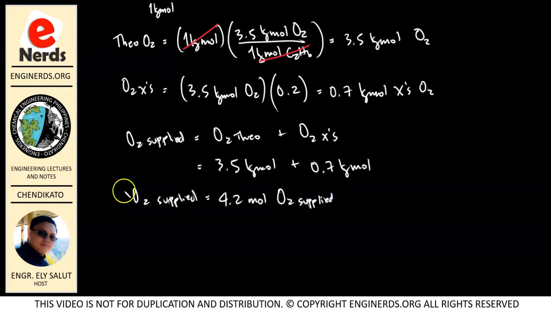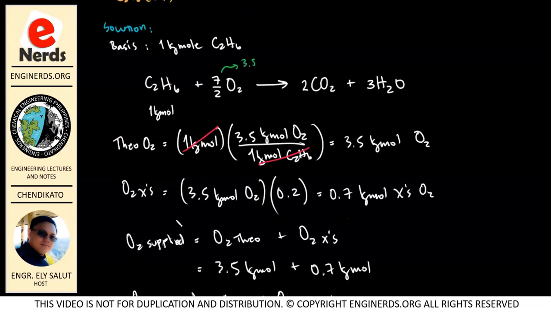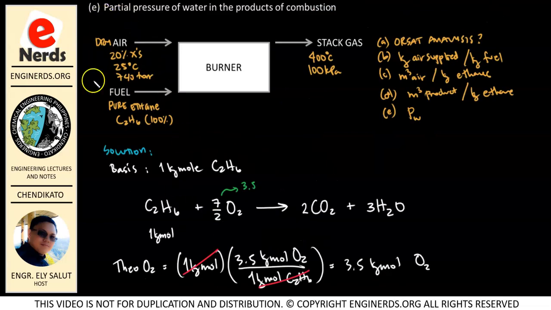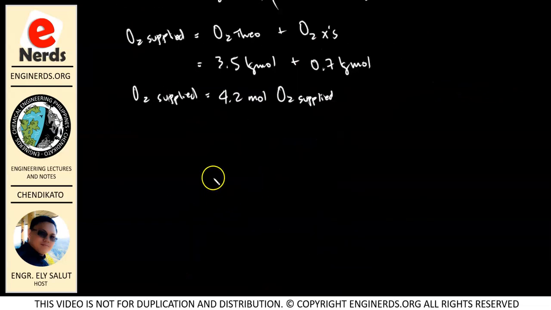Okay, so now we have the amount of O2 that we supplied, but of course, since this is not supplied as O2 alone, this is air, so we know that there is nitrogen in our supplied gas. So we need to get how much is the N2 supplied. Okay, so how do we get the N2 supplied?